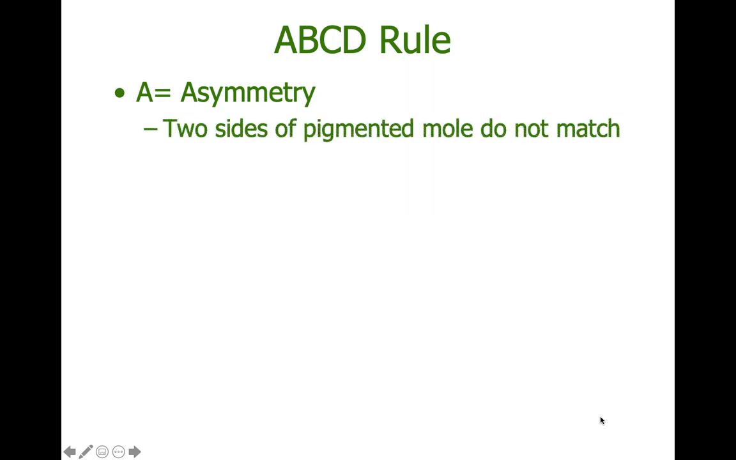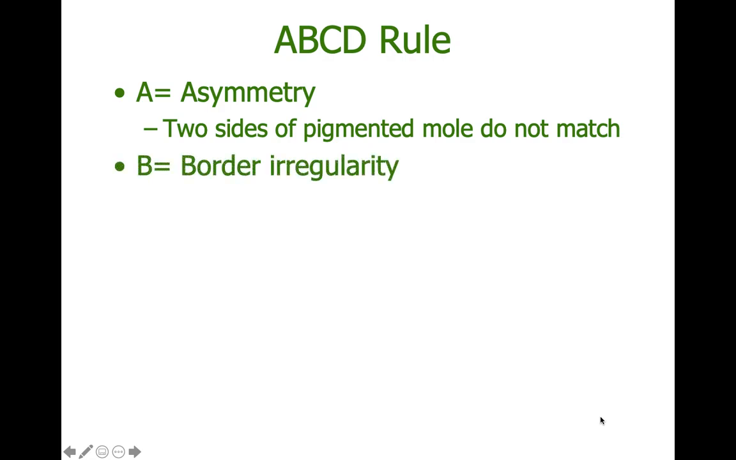All right, so ABCD rule. A is asymmetry. If something is symmetrical, that means it matches. Both sides are the same. We say the human body has something called bilateral symmetry. What you have on one side of your body, you have on the other side. You have a left arm, you have a right arm. You have a left leg, you have a right leg. When something is asymmetrical, the sides do not match. And that's important when we look at a pigmented mole. If the two sides don't match, that is a cause for concern, as we saw in the photograph just previous.